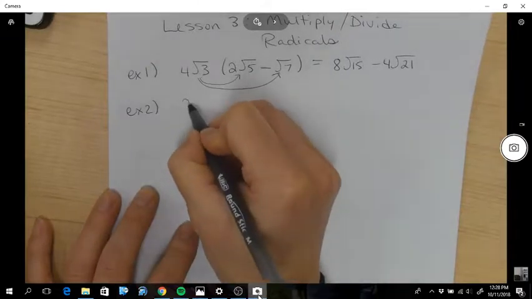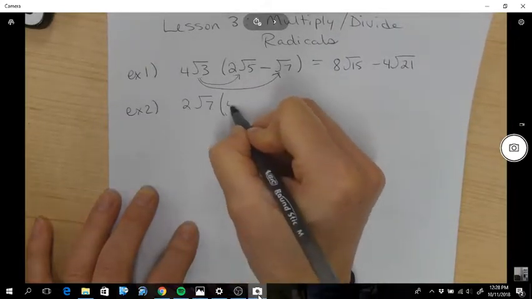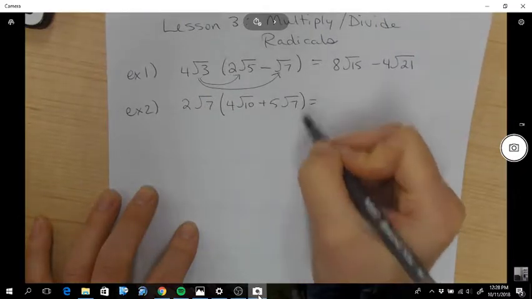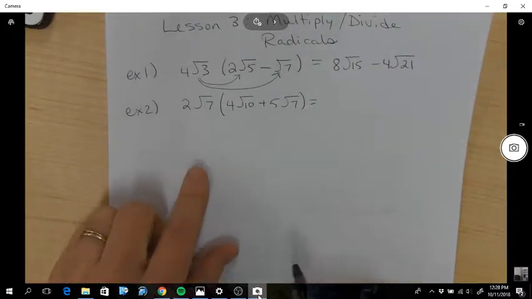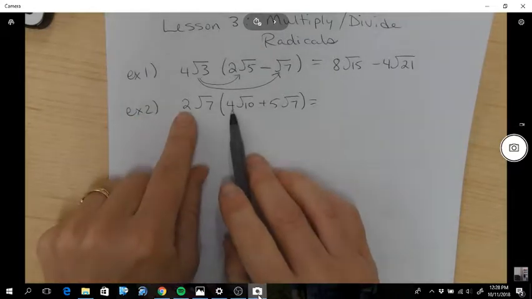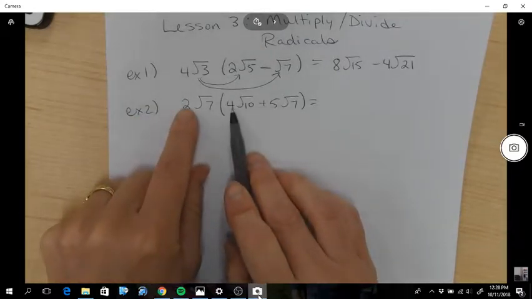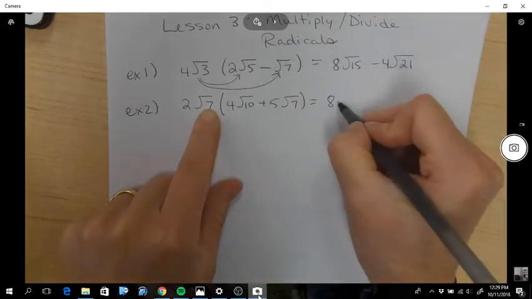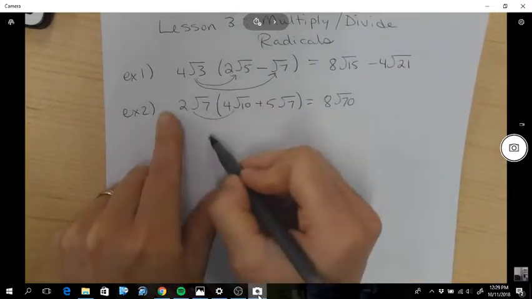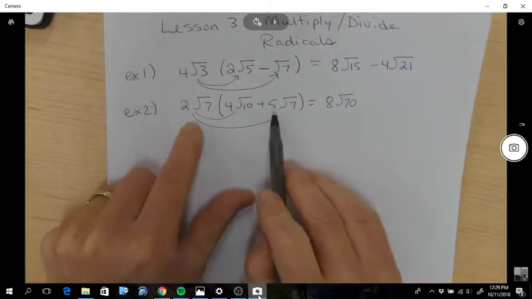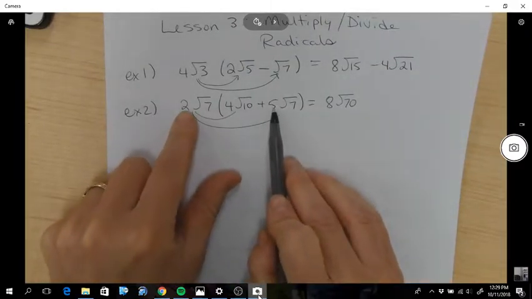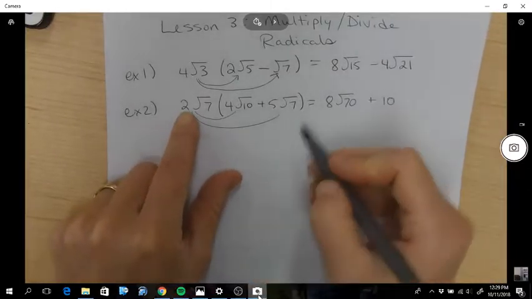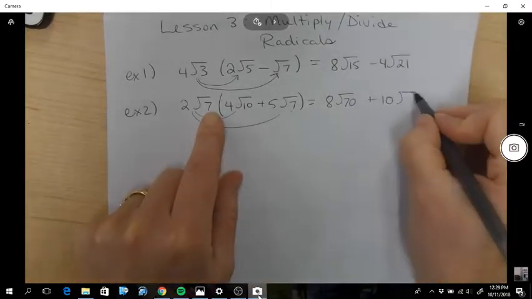Example 2, we'll do one more of those. Okay, so in this one, ready? The first term, we got an 8 and a root of 70. The second term, I get a 2 times 5, so that's a 10, and I get a square root of 49.